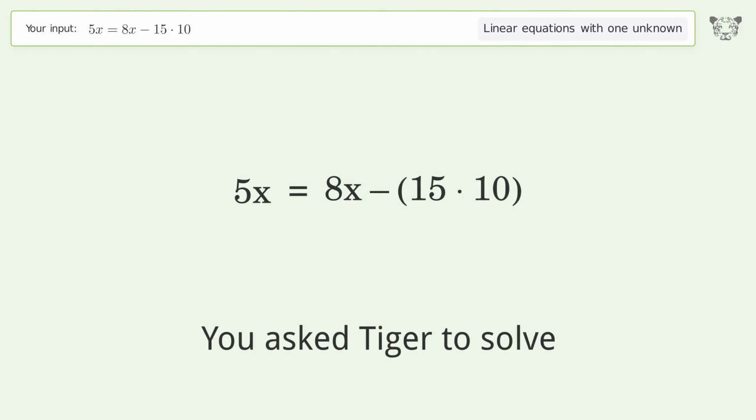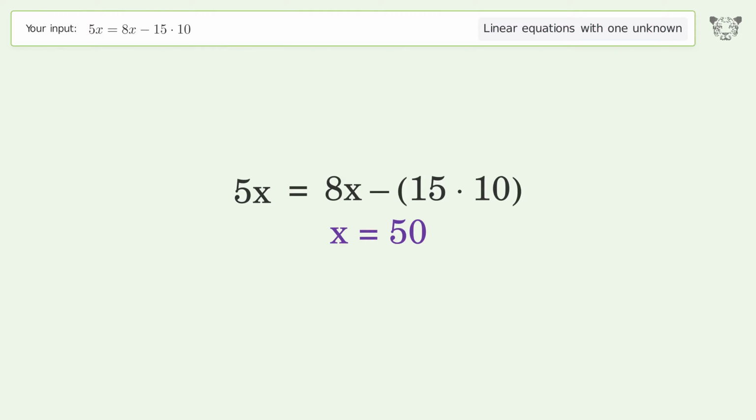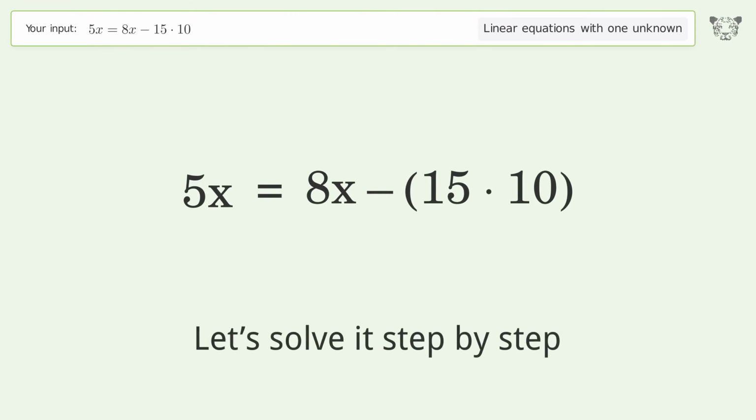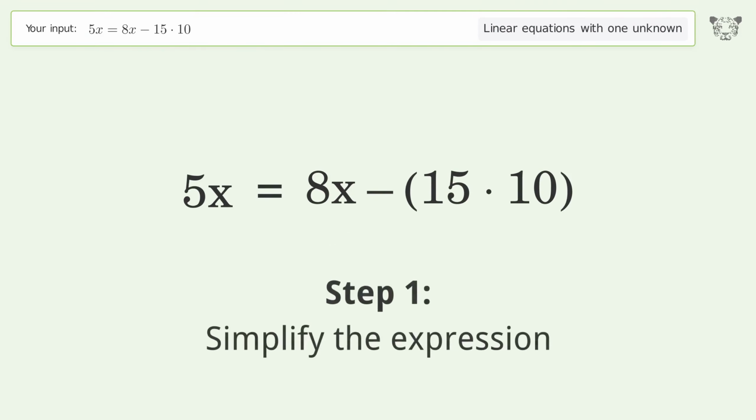You ask Tiger to solve this. This deals with linear equations with one unknown. The final result is x equals 50. Let's solve it step by step. Simplify the expression.